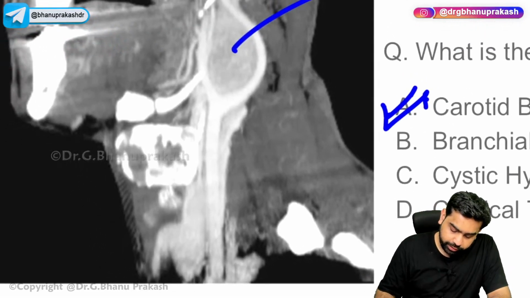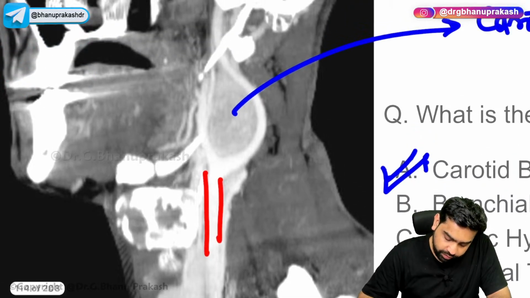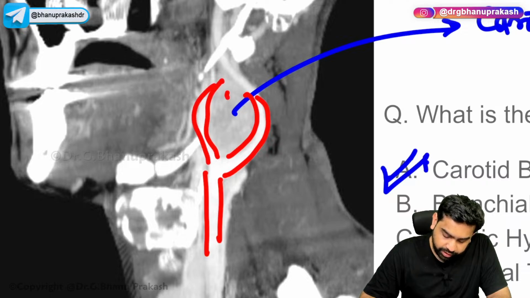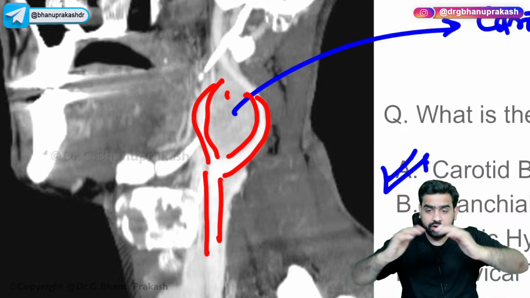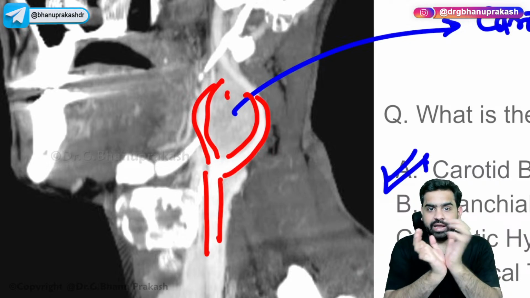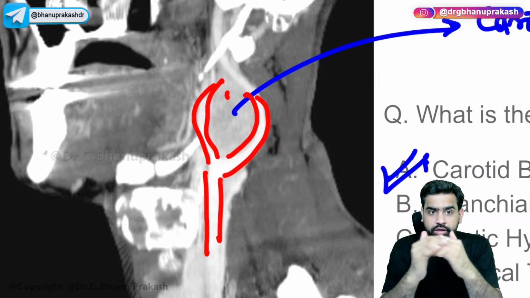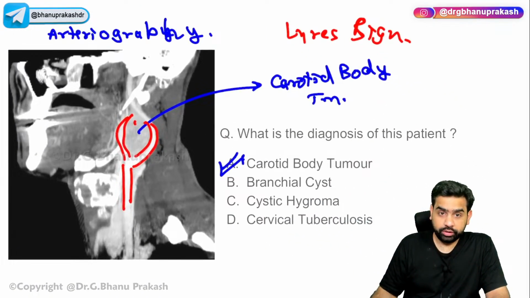You have this particular common carotid artery, and then this is an external carotid artery, this is an internal carotid artery. So there is a splaying of the external and the internal carotid artery along this particular carotid body tumor. Are you understanding my point? So the splaying of the arteries is a diagnostic feature of your carotid body tumor. Okay, I hope you are able to understand this particular point.